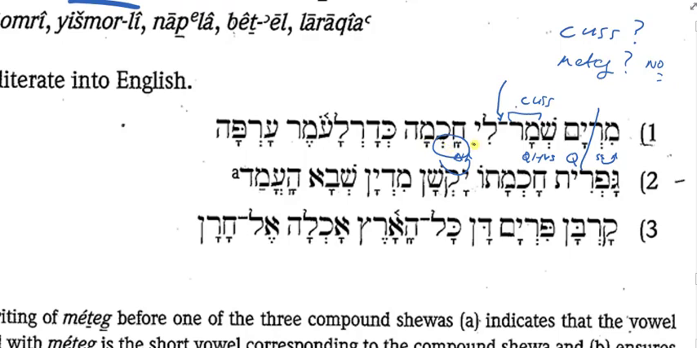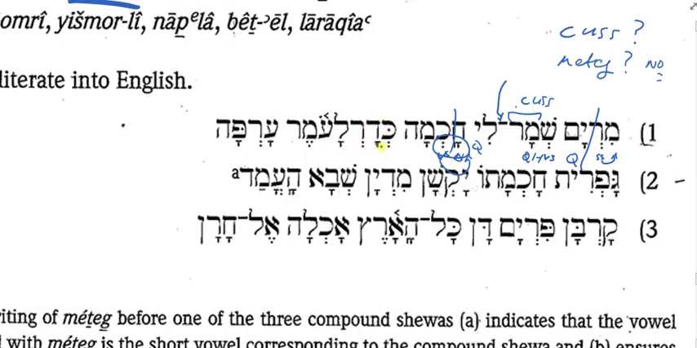So this is a kametz. And if it's a long A, the shava is vocal. Right? Long vowels mean the shava is vocal. Where do I divide when I have a vocal shava? To the right. So it's cha and then k ma. Ha k ma. Say that with me. Ha kama. Ha kama. All right.